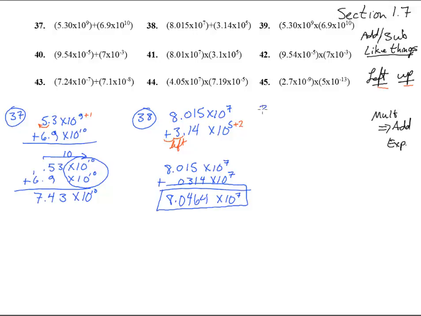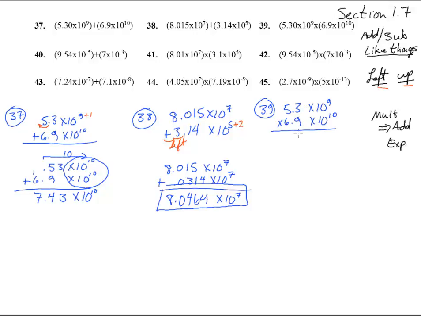Okay, number 39. 5.30 times 10 to the 9th times 6.9 times 10 to the 10th. Notice that this is the exact same problem as number 37 over here, except that we are not adding. We are multiplying. So let's do the normal multiplication. We do not have to have these things be alike in order to multiply them.